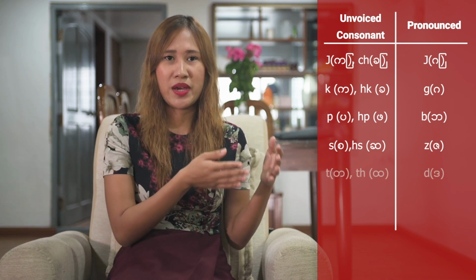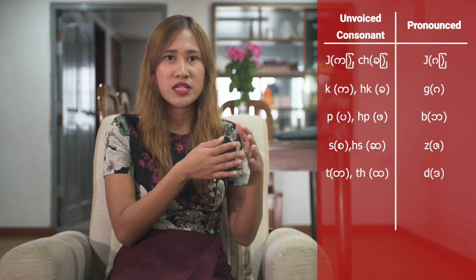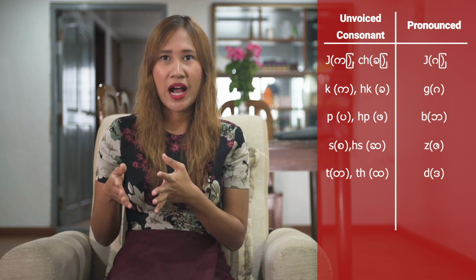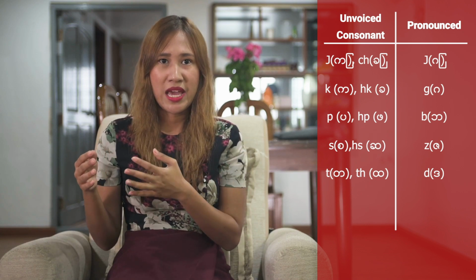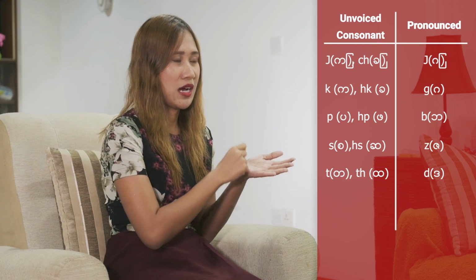And another example is da, ta. Da won't be ta. But when we pronounce, we say da, like Jesu Tempade. We say Jesu Tempade, but when we have to write it down, we write ta.